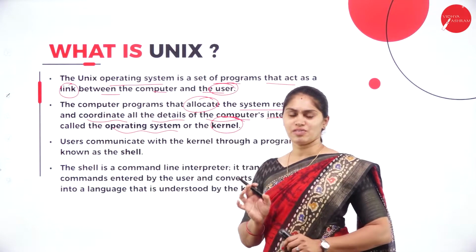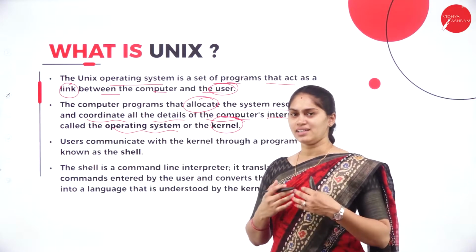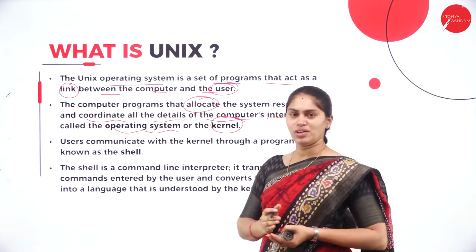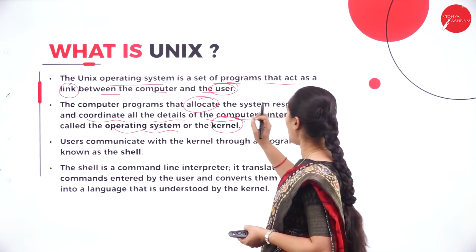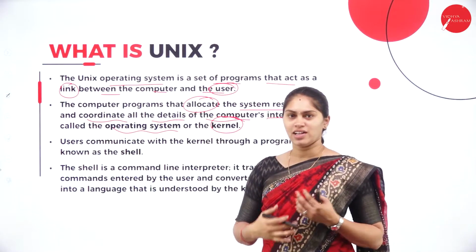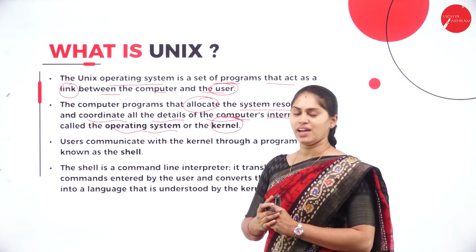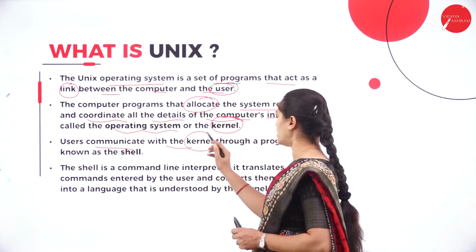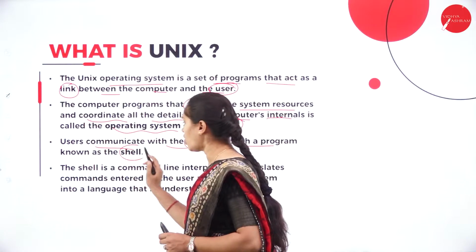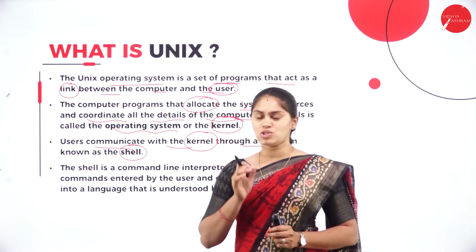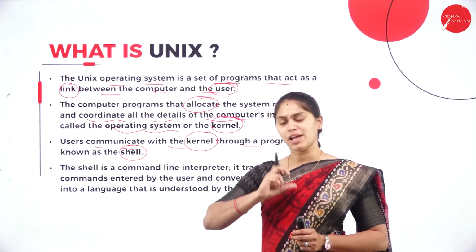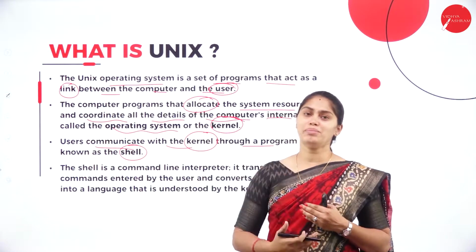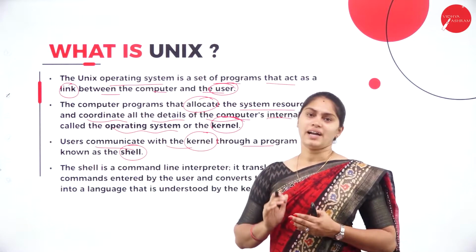You know the definition of kernel or operating system. What is it? It is acting as an interface between the user and the computer components. It is going to have a detailed resource coordination to all other components of a computer system. And also, the user is going to communicate with the kernel through a program which we call a shell program. So, we are going to use shell programming in order to communicate with the operating system, and that operating system is going to build a link between the user and the computer.